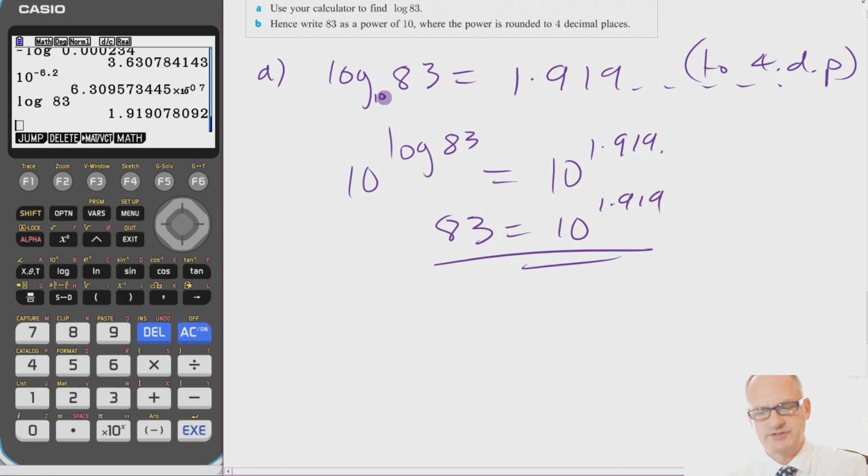Now you can have logs to lots of different bases. You can have log to the base 10, or we can have log to the base e for natural logarithms. Okay, that's what we're going to raise. We're going to put this as a power of that value here. If you don't see a base, then you always assume that it's base 10.